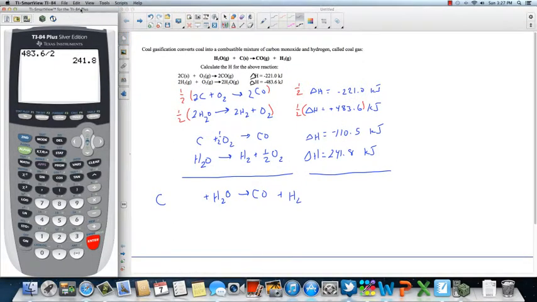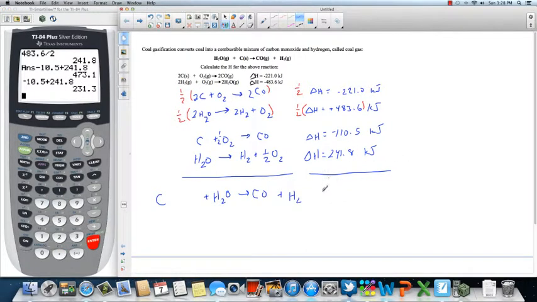So if we come back over to the calculator, we can see negative 110.5 kilojoules plus 241.8 kilojoules equals... let me try that again. I did something funny right there. Oh, I know why I did that. I was assuming the negative was a minus sign. Negative 110.5 kilojoules plus 241.8 kilojoules, and we get a sum total of 231.3 kilojoules.